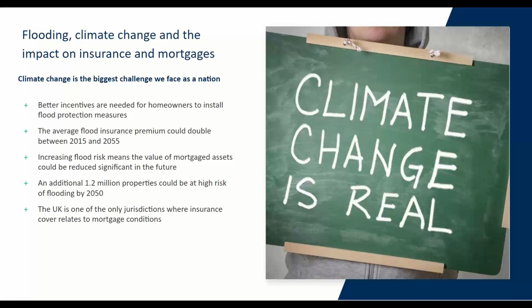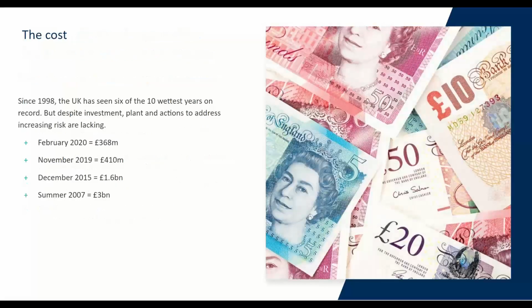Based on property level climate risk modeling carried out by Ambiental, it has been estimated that an additional 1.2 million properties across the country could be at high risk of flooding by 2050. Given that the ONS suggests that around 35% of UK households have property debt, and the average value of a mortgage in the UK is roughly £137,000, this means that around £60 billion in mortgage debt could be impaired by 2050 due to climate-induced flooding alone. So, things to think about.